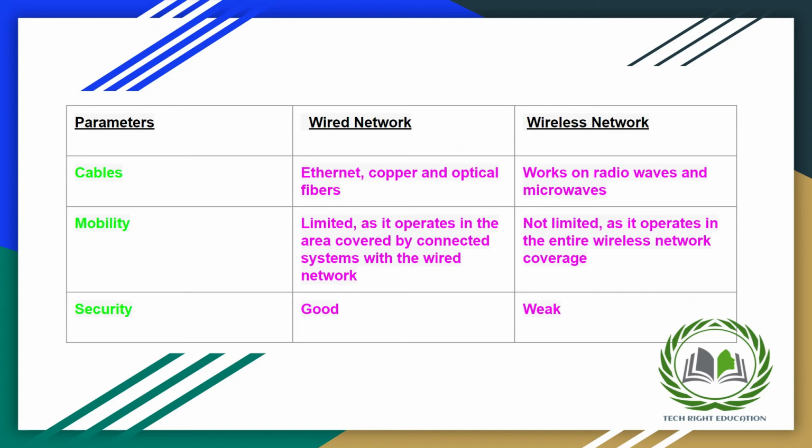If I talk about security, I have already told that wired network security is high because it has fewer interruptions, or we can say no interruptions. On the other hand, wireless network has weak security because anybody can interrupt, anybody can steal data and so on.